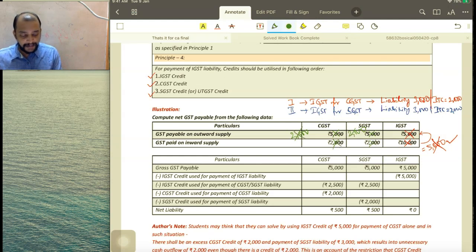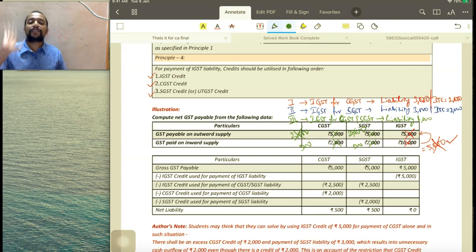So then what will be the balance that I will be having? 500, 500. In alternative 3, what will happen? IGST for both CGST and SGST, that resulted into liability of only 1000, and there is no excess ITC. So considering the cash flow situation, I will go for alternative 3.